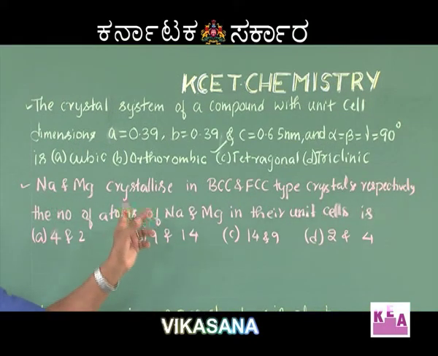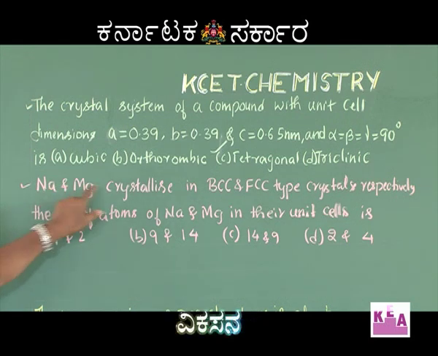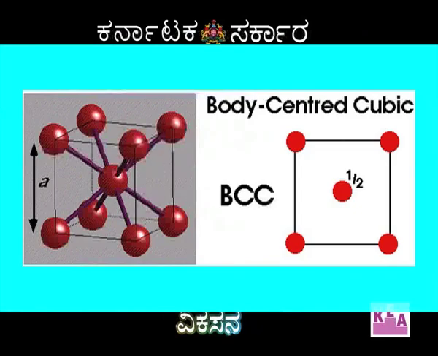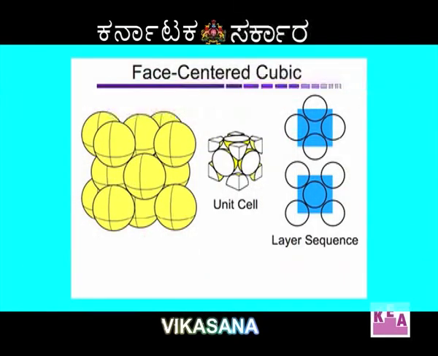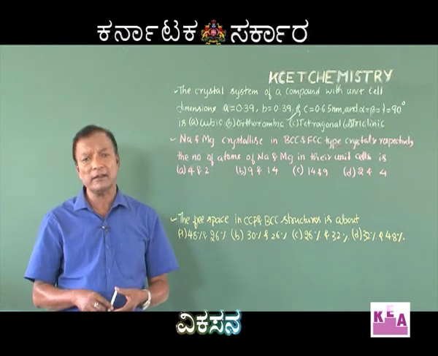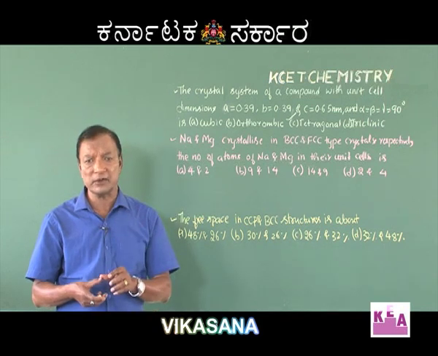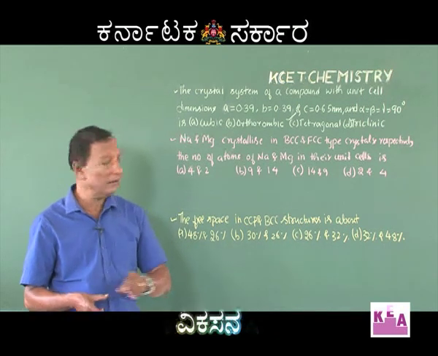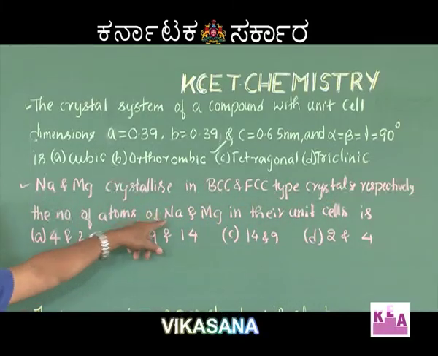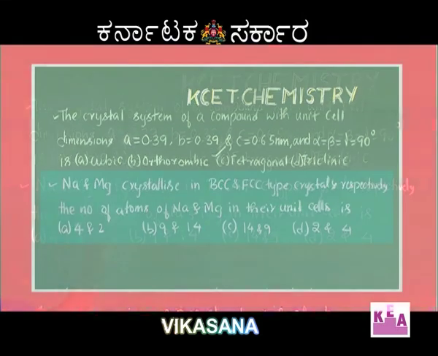Then we come to next question. Sodium and magnesium crystallize in BCC and FCC type crystals. So what is the BCC and what is the FCC? BCC is the short form for body-centered cubic lattice, and FCC is the short form for face-centered cubic lattice. And these lattices have their own unit cells, which we popularly call them as BCC unit cell and FCC unit cell. And the unit cells of these two metals here, the BCC and FCC type crystals, the number of atoms of the sodium and magnesium in these unit cells.